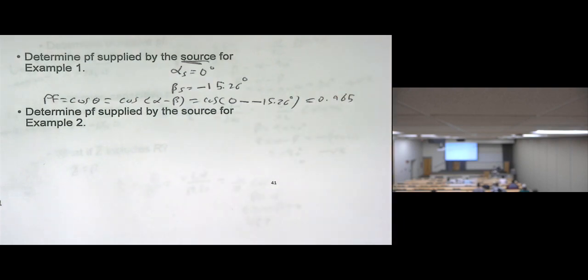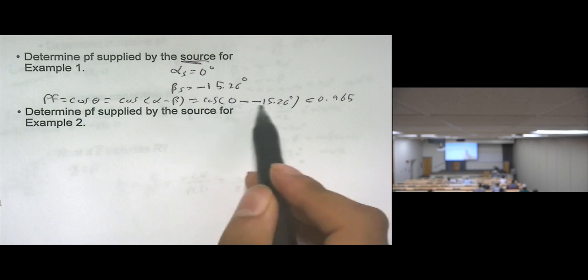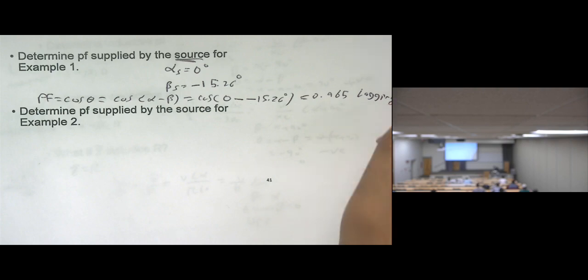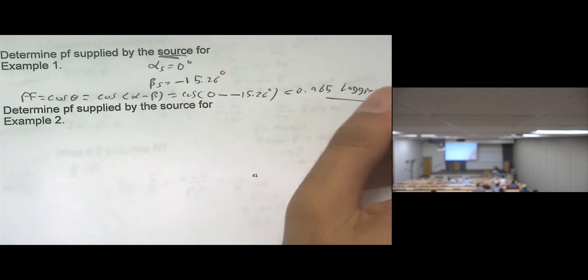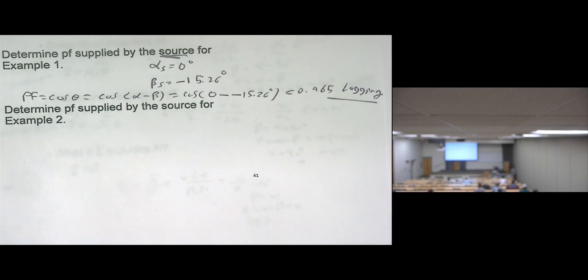Now, this is not enough. I need to determine, is it leading or lagging? What do you think, guys? Is it leading or lagging? Lagging, by looking at the sign of the angle. The sign of the angle: 0 minus minus is plus. So it will be positive. That's why it's lagging. Okay? That's how I find the power factor. It's just an easy topic, just an extension you can add to the last example.